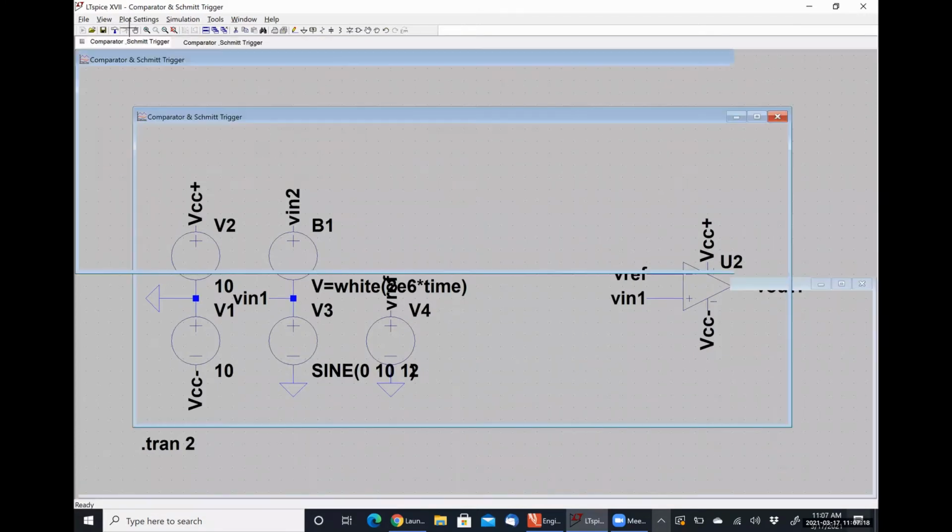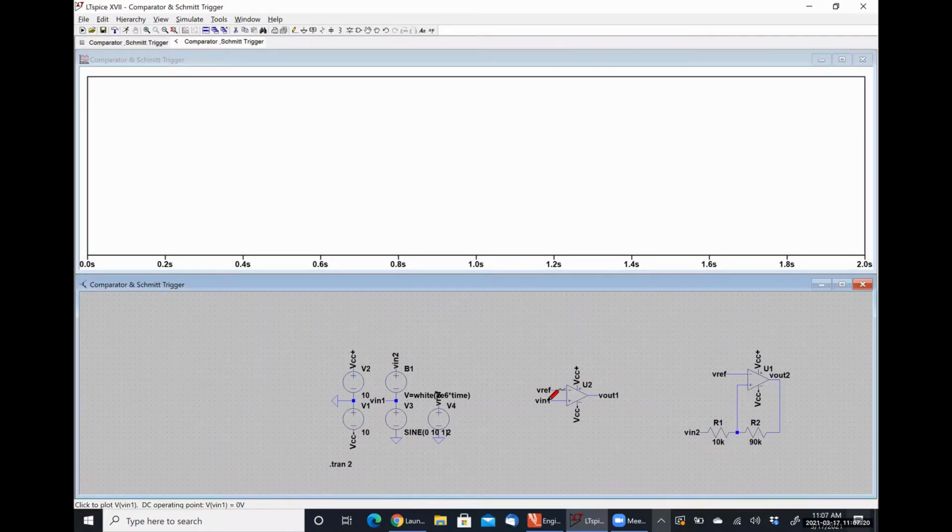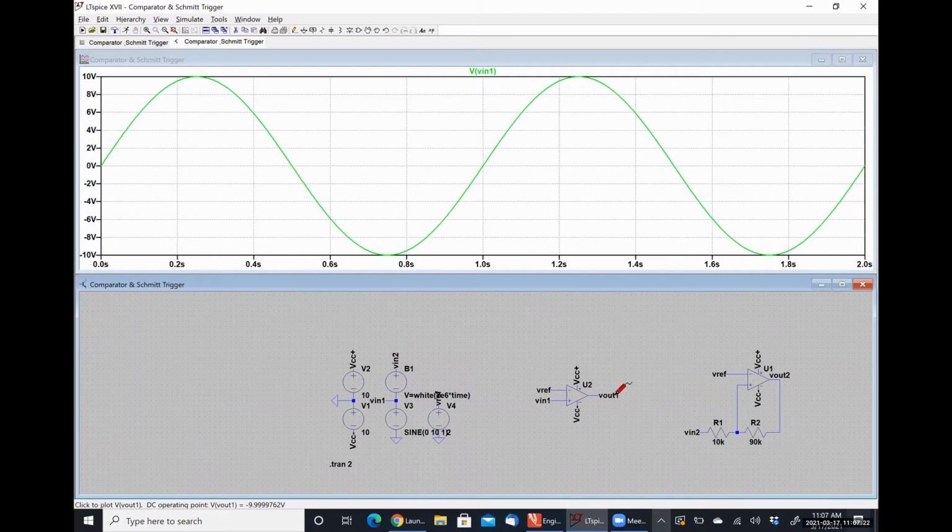So let me run the simulation. Here I have VN1, Vout, everything looks hunky-dory. This is not the graph that I'm asking you to give me in LTSpice. What I want is Vout versus Vn.